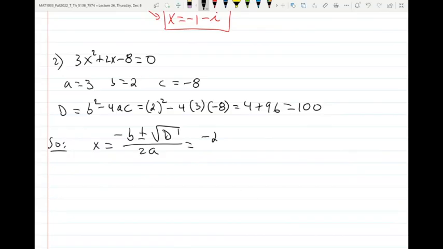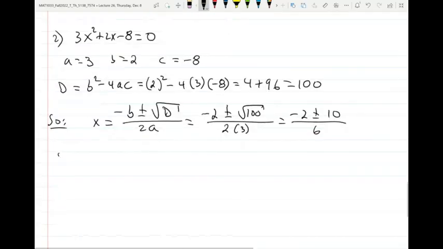So now plugging in, we get negative 2 plus or minus the square root of 100 over 2 times 3. So that would be negative 2 plus or minus 10, since the square root of 100 is 10, over 6. And now we need to simplify. So at this point, it helps to write this as the two solutions. So remember that there are two solutions here.